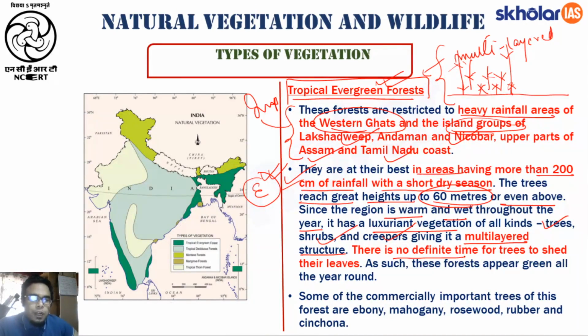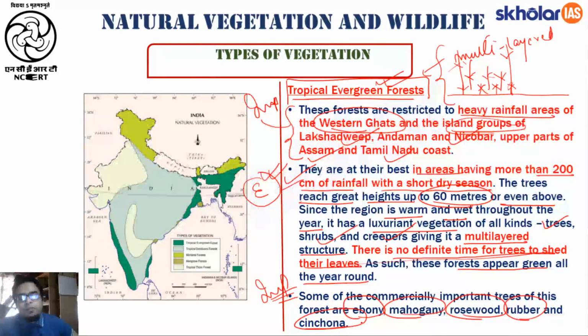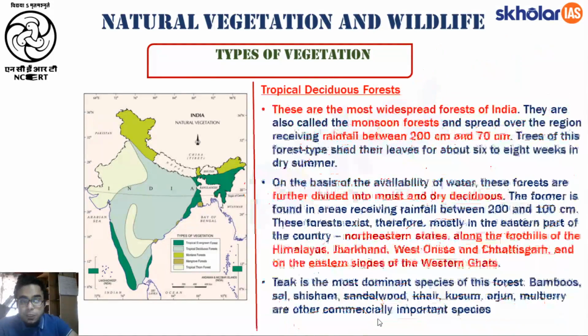And there is no definite time for the trees to shed the leaves, and that is the reason why it appears evergreen always. Now why so? This we have already understood in the lower classes. And as such these forests appear green all throughout the year. And this point again very important. What are your examples of tropical evergreen forest trees? It includes ebony, mahogany, rosewood, rubber, and cinchona. Very important again from exams perspective.